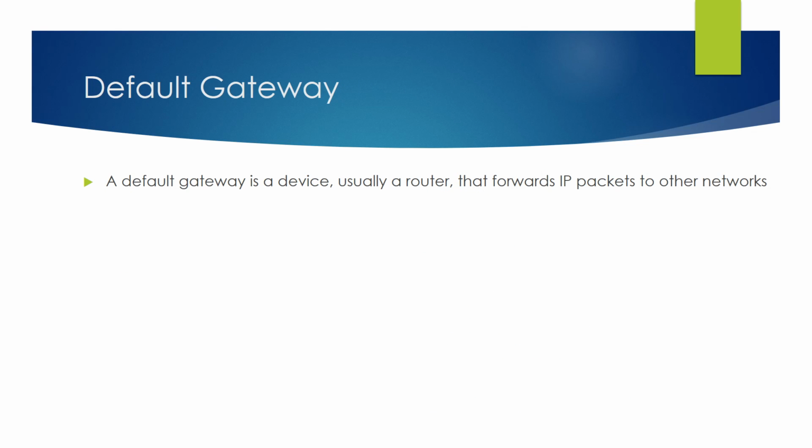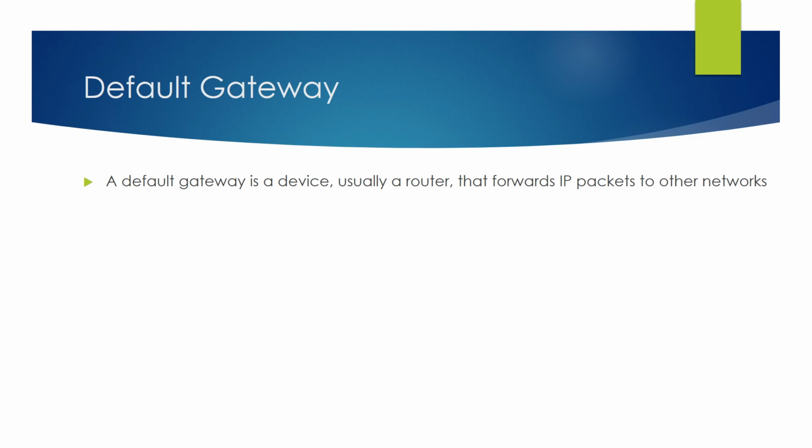So what is the default gateway? In short, a default gateway is a device, usually a router, that forwards IP packets to other networks. So every organization has multiple routers, for example firewalls, that route information from the organization outside to the open world or the internet. Routers can also be used to route information from one subnet to another subnet within the same organization.